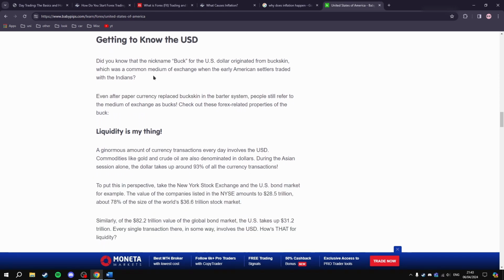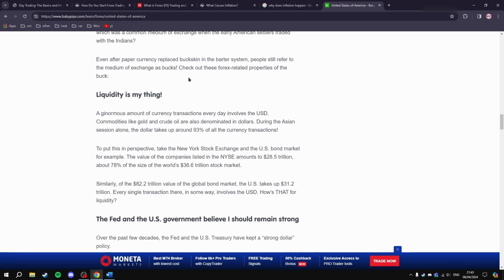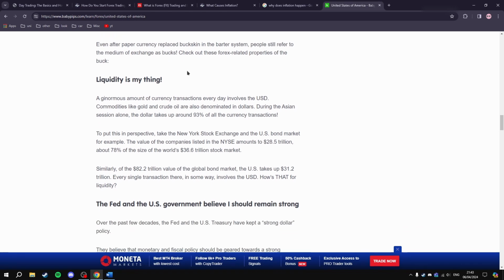Right. Getting to know the USD. Did you know that the nickname buck for the US dollar originated from buckskin, which was a common medium of exchange when the earlier American settlers traded with the Indians? Even after paper currency replaced buckskin in the barter system, people still refer to the medium of exchange as bucks.